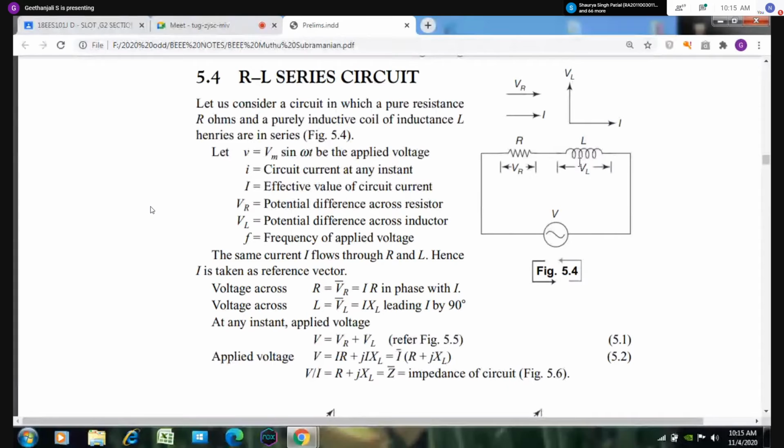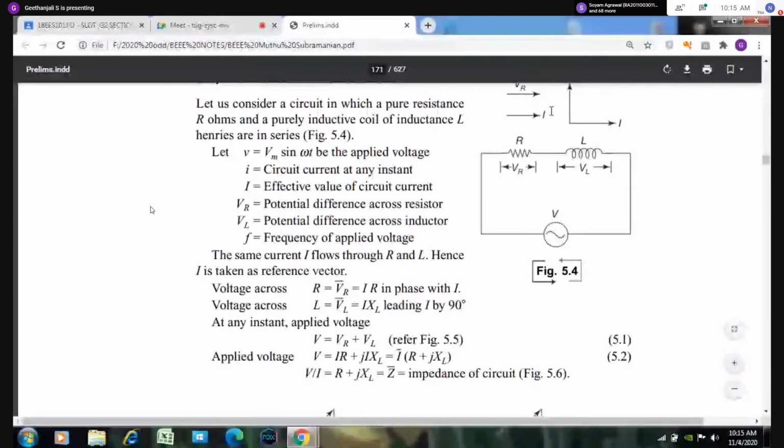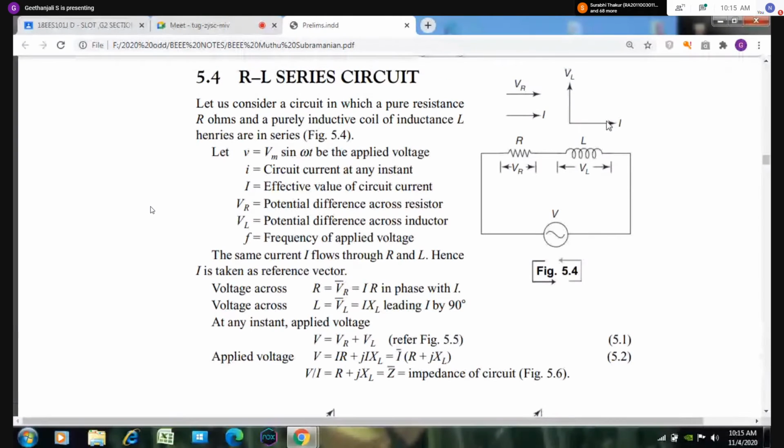The supply which is given to this RL circuit is given by V, and we know the expression for V. V is given by Vm sin omega t. Then this phasor representation is only for R, not for the resultant of R and L. This expression is only for L. It is not for the resultant of RL.